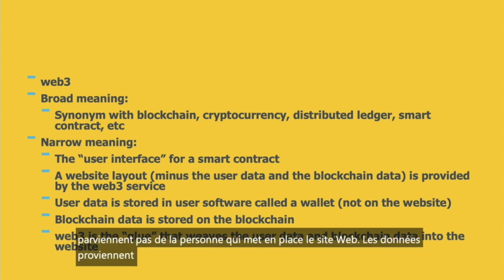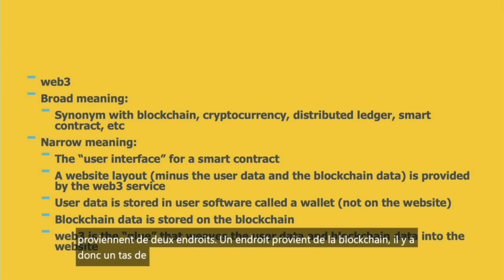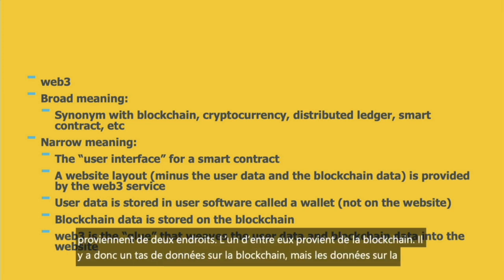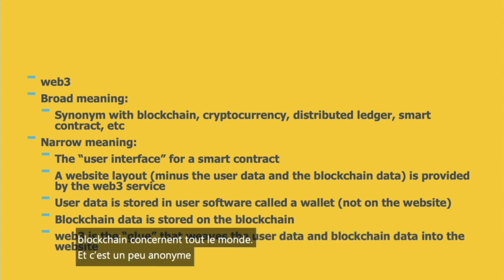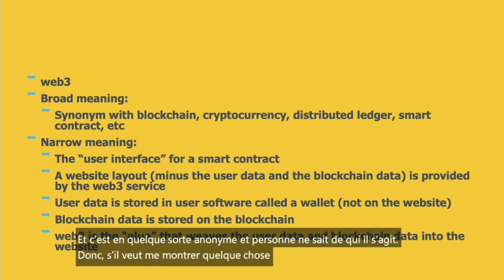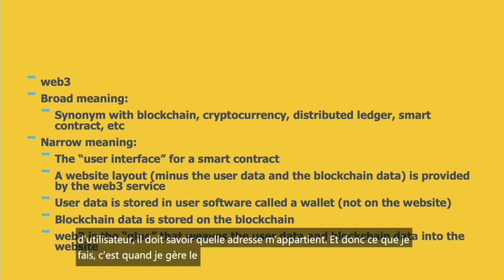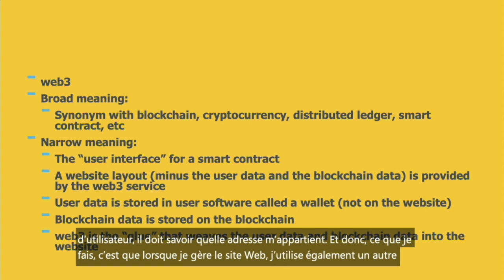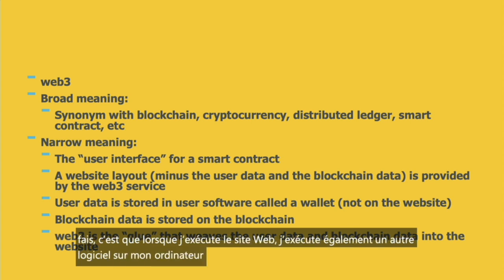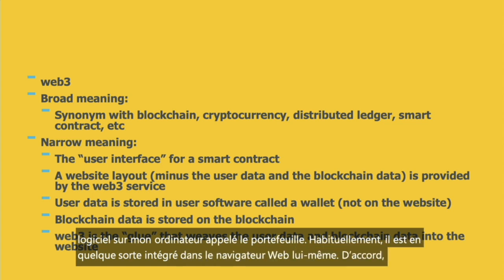One place is from the blockchain. Okay, so there's a bunch of data on the blockchain, but the data on the blockchain is about everyone, and it's kind of anonymous, and no one knows whose data it is. So if it wants to show me something, like say my user balance, it has to know which address belongs to me. And so what I do is when I'm running the website, I'm also running another piece of software on my computer called a wallet. Usually it's sort of baked into the browser itself, okay? And that has my personal data on it, okay?